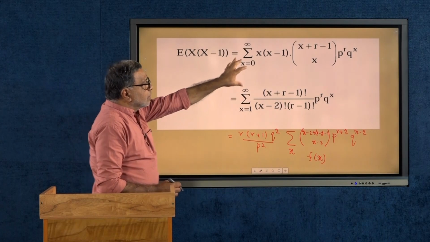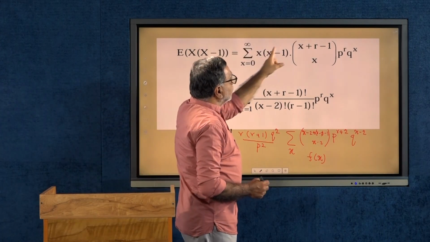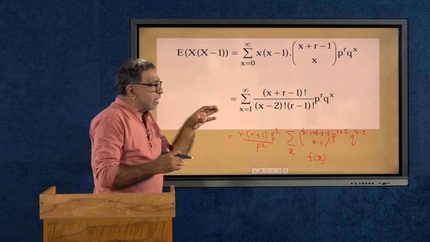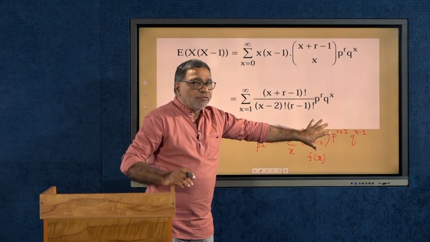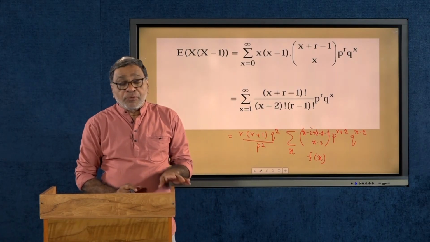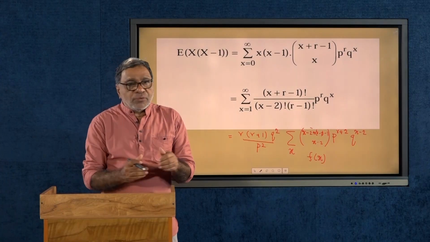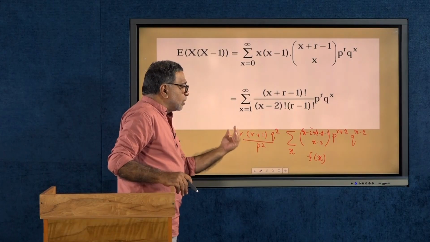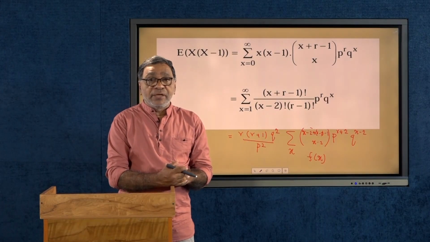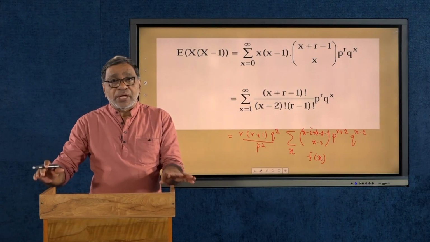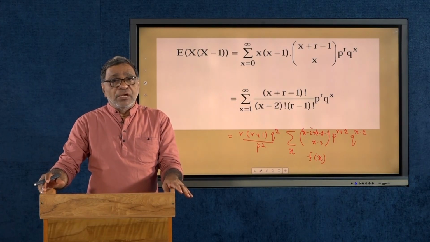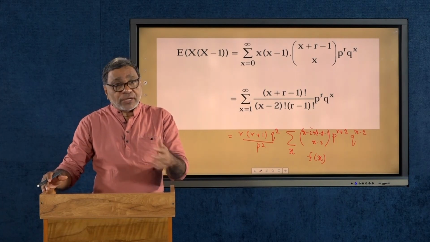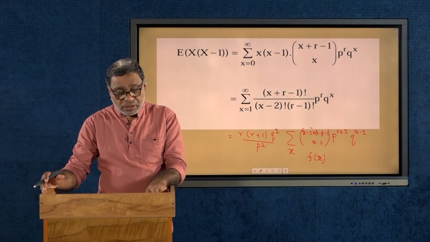So after cancelling the common factors from x factorial and x into x minus 1, our aim is to write this expression in terms of the f of x value. The f of x is the probability mass function of the negative binomial distribution. To get that, you take r into r plus 1, q square divided by p square outside the summation sign, and the remaining factors reduce to an f of x, the probability mass function of the negative binomial random variable. This procedure can be adopted to find all factorial moments of the negative binomial distribution.